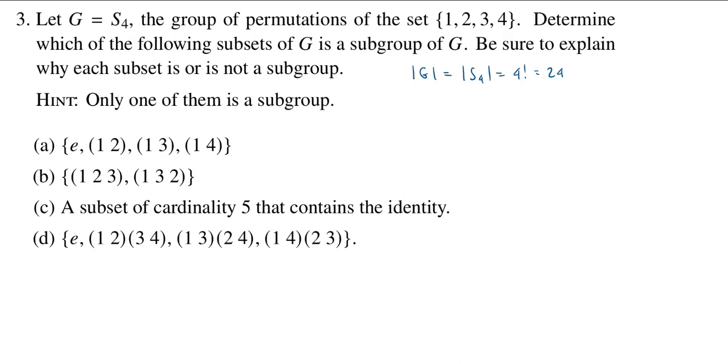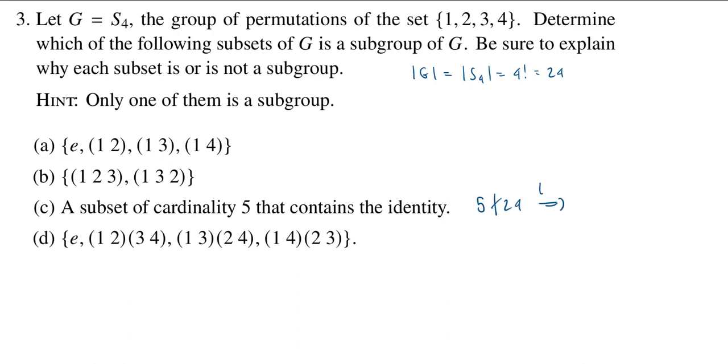So let's look at the first one. This has 1, 2, 3, 4 elements in it. Yeah, that 4 does divide 24, so we can't rule it out based on Lagrange's theorem. Let's see this next one. 2 elements. Nope, 2 does divide 24. Third one, a subset of cardinality 5. I don't care what the elements are. Cardinality 5. 5 does not divide 24.